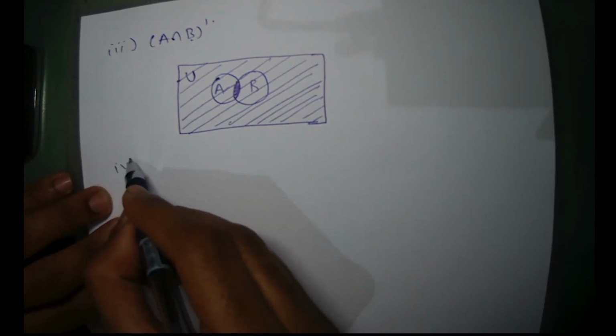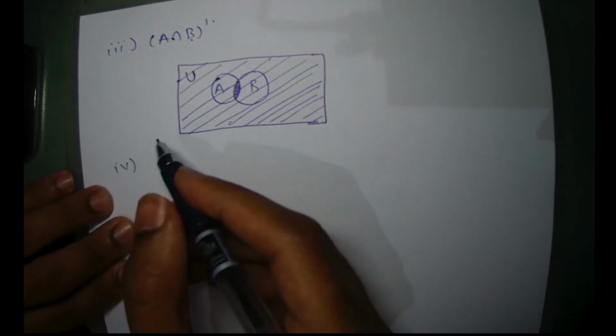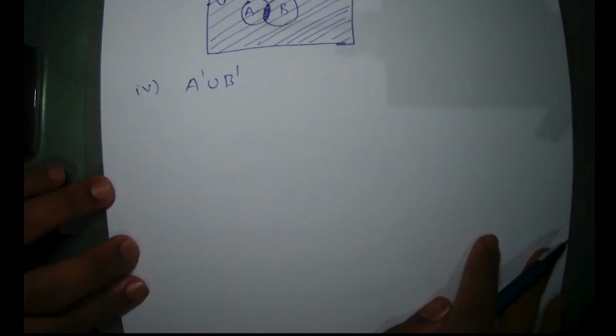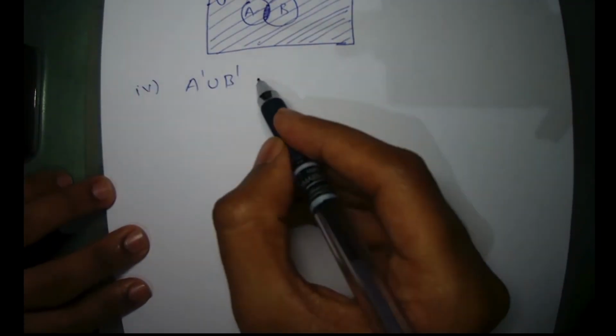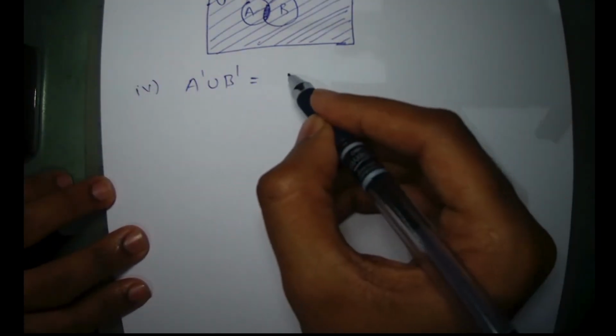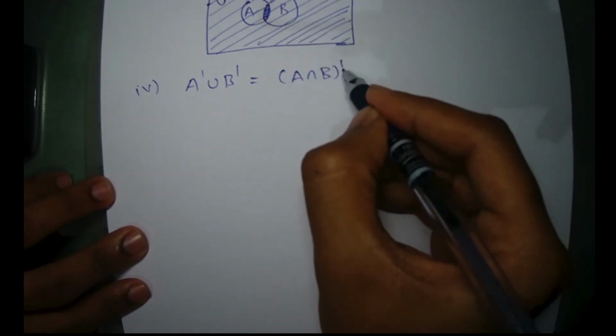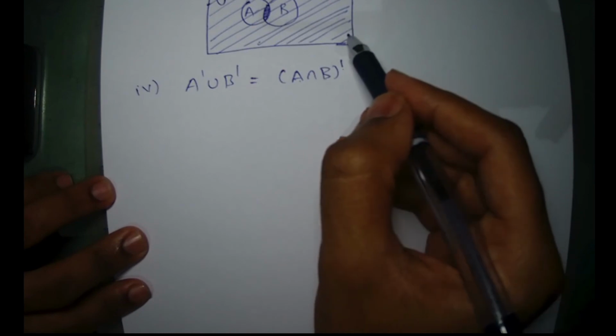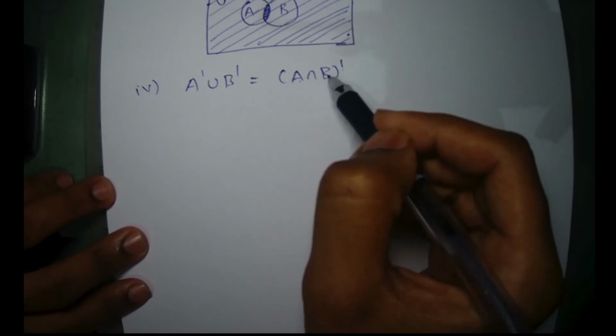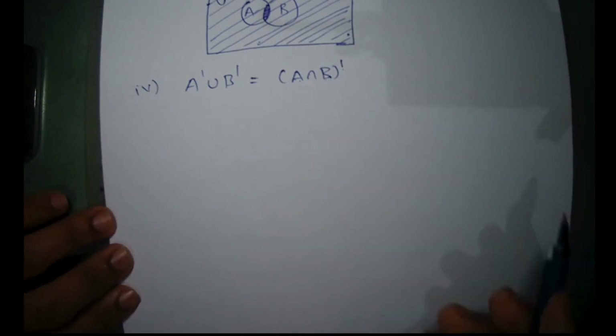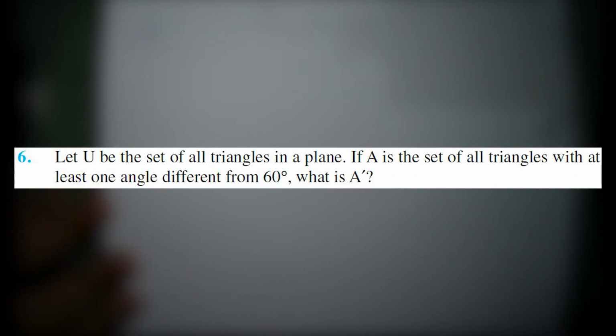So coming to the fourth question. So we have A dash union B dash. Again from the previous question we got to know A dash union B dash is nothing but (A intersection B) dash. So again (A intersection B) dash we already saw in the previous question. So this is the same Venn diagram for this as well. So coming to the sixth question.